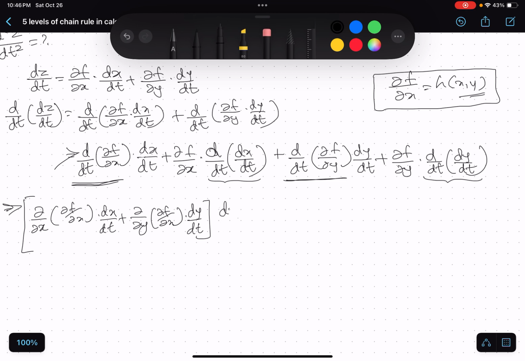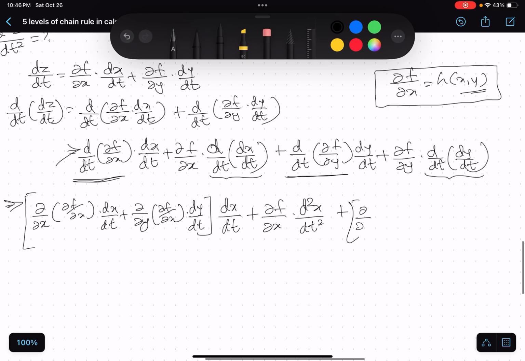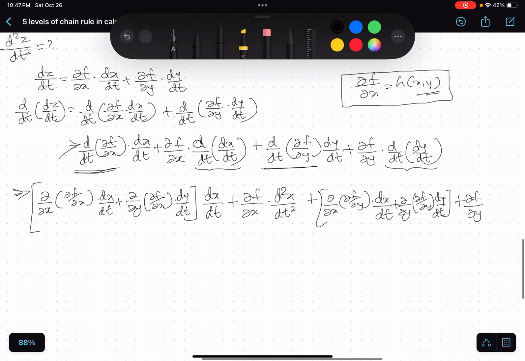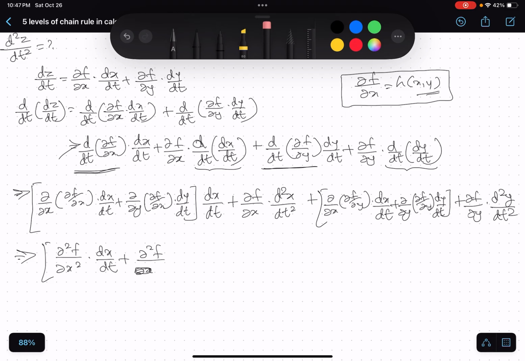Okay, now dx by dt plus this is partial f by partial x times d square x by dt square, plus this is again a function of x and y, so we'll use the same multivariable chain rule. So this will be partial with respect to x times dx by dt plus partial with respect to y times dy by dt, right? And at last we also have partial with respect to y times d square y by dt square. Okay, now this will be partial square f by partial x square times dx by dt plus partial square f by partial y partial x times dy by dt. Order won't matter due to Clairaut's theorem, but let me still maintain the order.